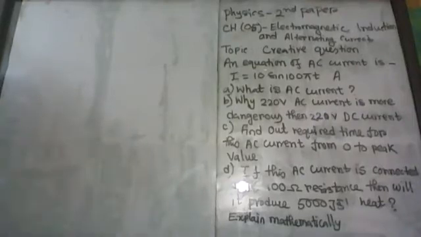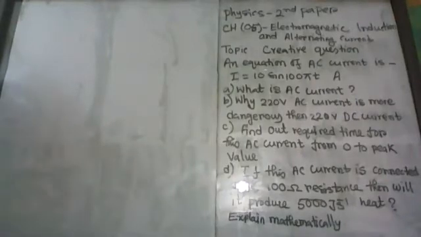Boys and girls, I'm going to start a new lecture on the basis of physics second paper, on the basis of chapter number 5. You know that the name of chapter number 5 is electromagnetic induction and AC current. In today's topic, I'm going to solve a creative question on the basis of this chapter.